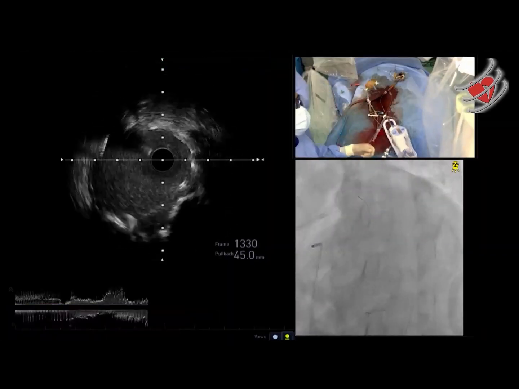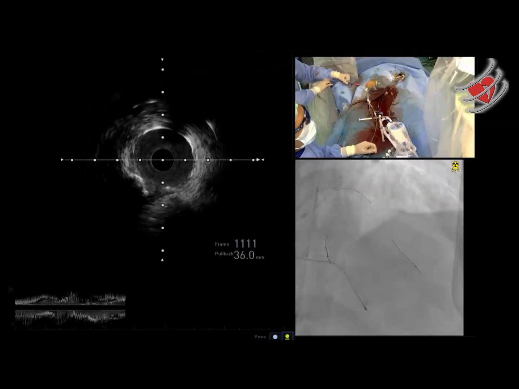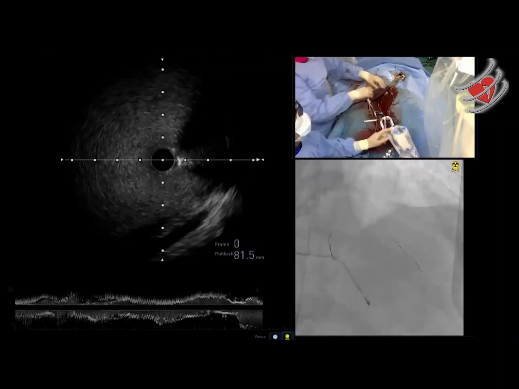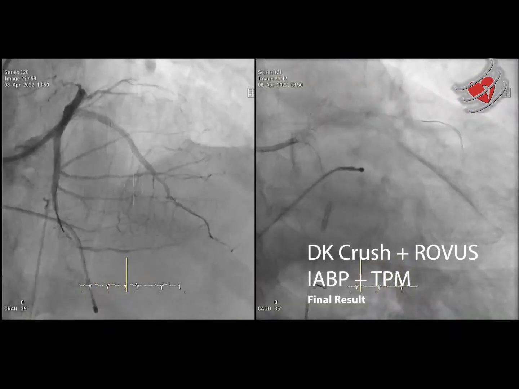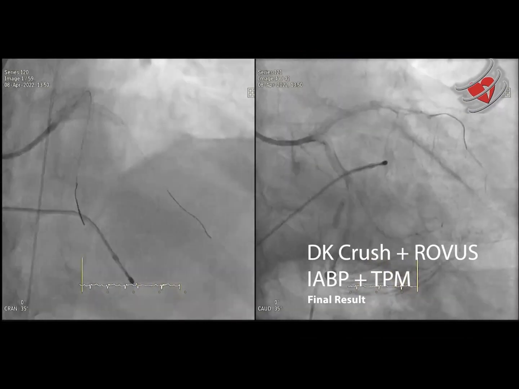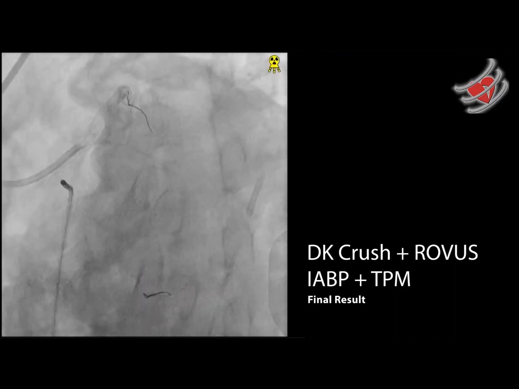And then I will skip this part because we did not do the post evaluation, but this is the final result after 2-stent DK crush technique with Rota and IVUS, and using IABP and temporary pacemaker in this complex left main calcified lesion.